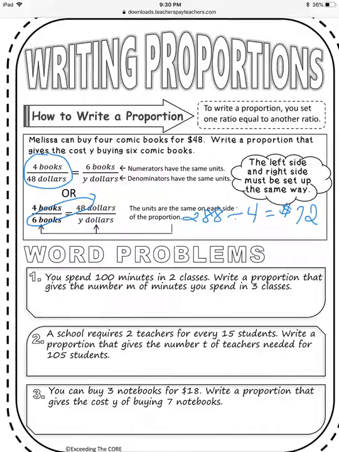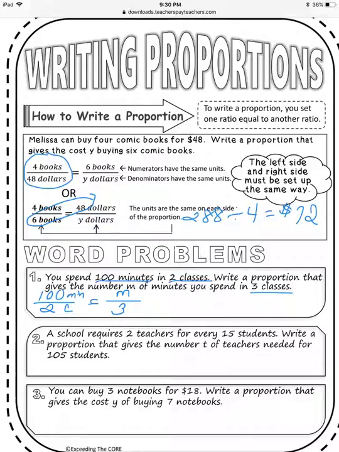So let's look at the first word problem. It says that you spend 100 minutes in 2 classes. Write a proportion that gives the number M of minutes you spend in 3 classes. So we've got 100 minutes in 2 classes. So I'm going to write 100 over 2. I'm going to label this minutes. I'm going to label this C for classes. Hopefully you can see. The writing on the iPad's not that great. Then I'm going to set that equal to M minutes. We don't know the number of minutes, so I'm going to call it M over 3 classes.